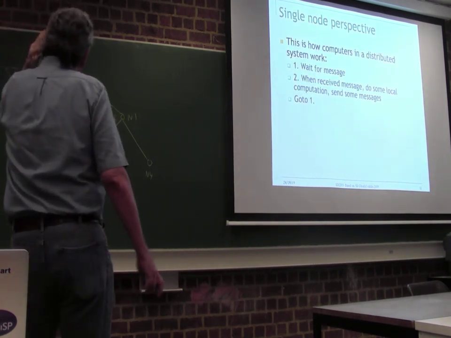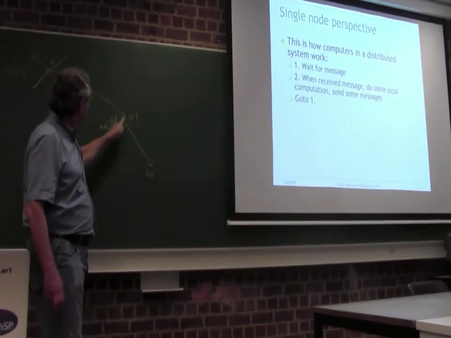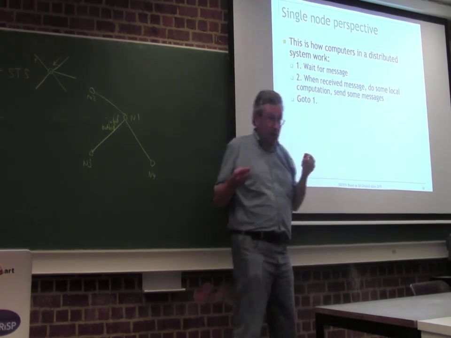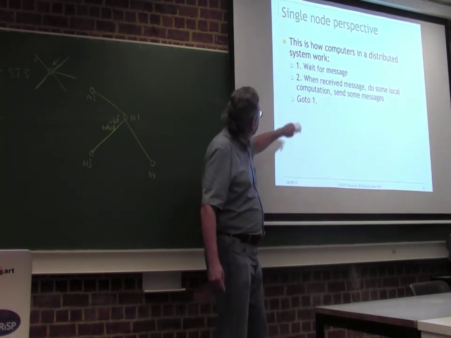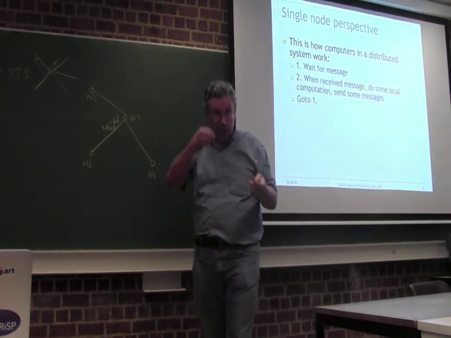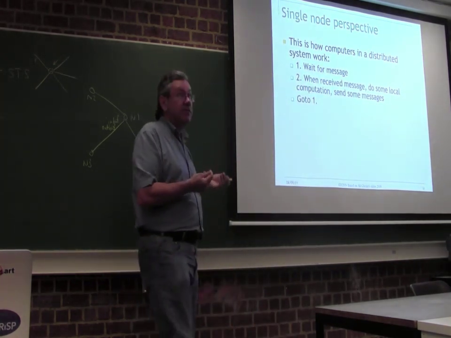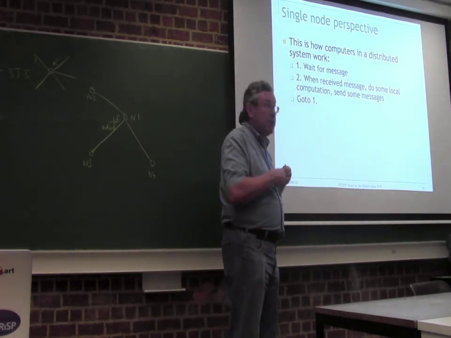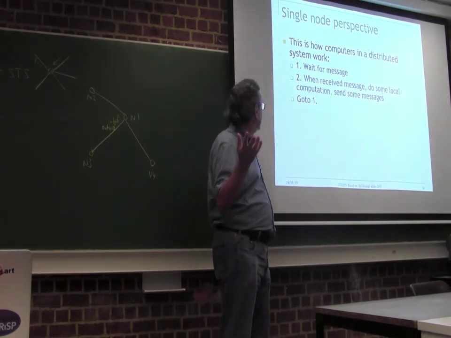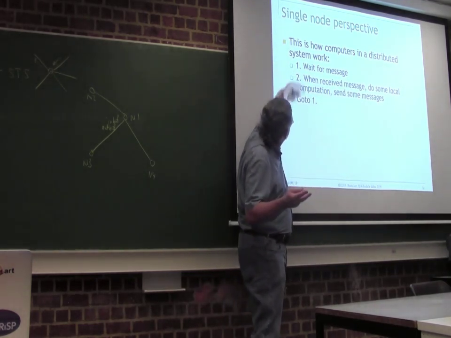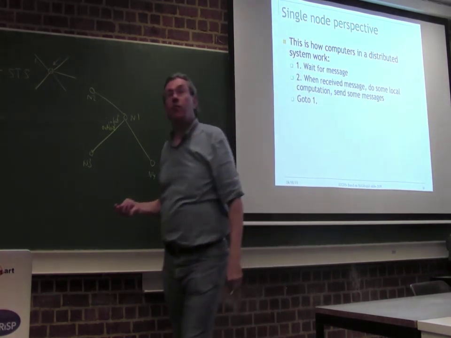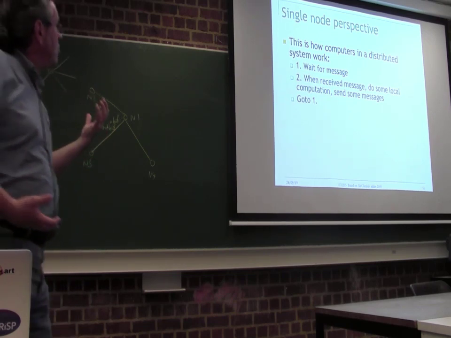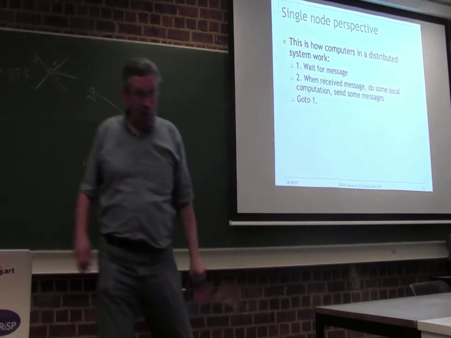Okay, so how does the system actually work? Well, each local node will run a loop. It waits for a message to arrive. When it receives the message, it does some local computation. Maybe it sends some messages, maybe not, and it goes back to one. So basically each local system is doing something like this. So this is from the viewpoint of each node, a single node perspective.